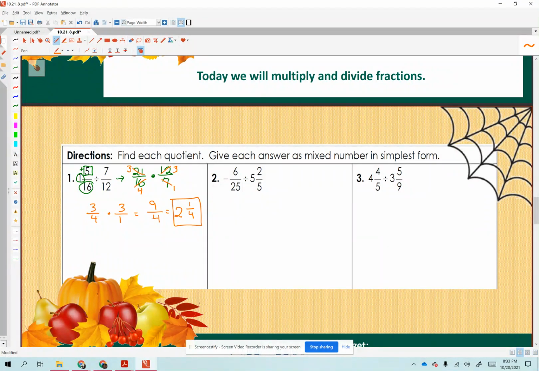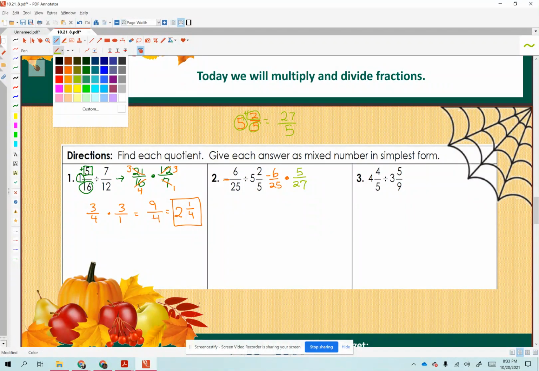So number 2, we have negative 6/25 divided by 5 and 2/5. So we will rewrite, we have negative 6 over 25, and then we will change the, before we do that, let's take a look at this 5 and 2/5. Let's change that to an improper fraction. So we have 5 times 5 is 25, plus 2 is 27/5. So we will invert that to 5 over 27.